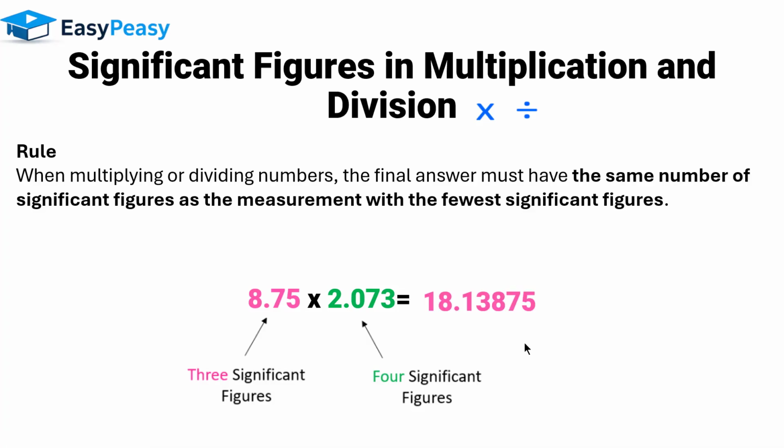But this is not the correct answer. The correct answer needs to match the number which has fewer significant figures. So in these two values, this number has 3 significant figures. So we'll round this into 3 significant figures. Now, for 3 significant figures, we need 1, 8, and 1. 3 is less than 5, so we will not change it. The final answer would be like this. Make sense? Because it has 3 significant digits here.